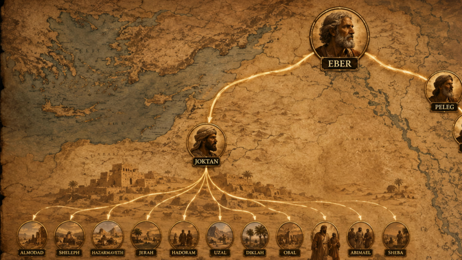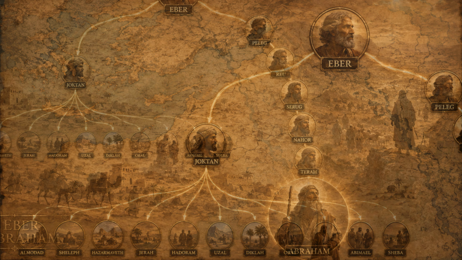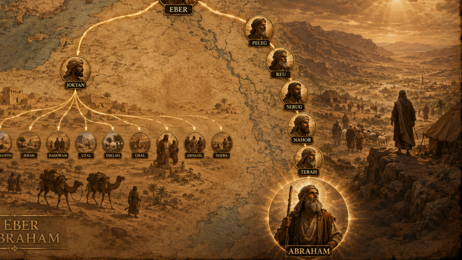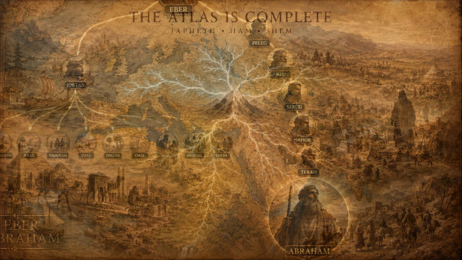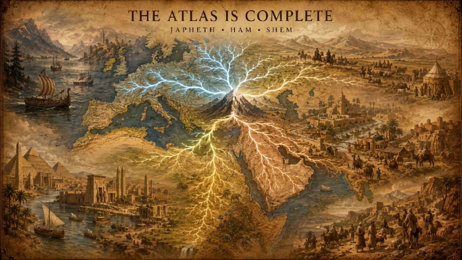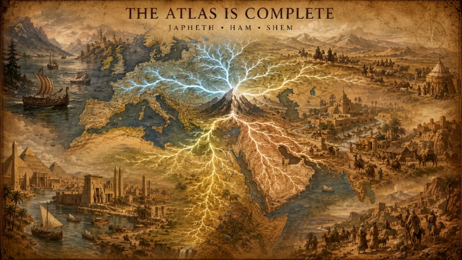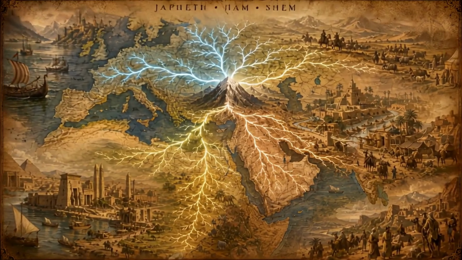But the other branch is the one the narrative is really driving toward, isn't it? It is. The other line is Peleg. This path runs straight through the generations with absolute precision. Reu, Serug, Nahor, Terah, until it converges on one central monumental figure in history, Abraham, the patriarch of the Israelites. Wow. Okay, so when we pull all the way back, look at the globe, and synthesize all this, what are we really seeing? Well, when you pull all three branches together, the atlas is complete.